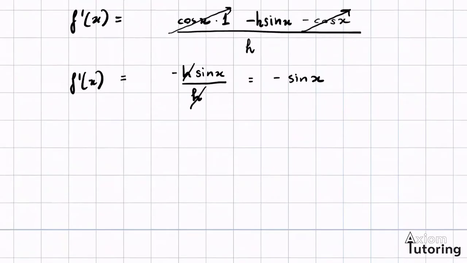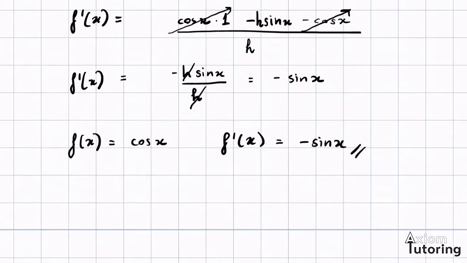So to summarize that, for our function f of x equal to cos of x, the derivative of cos of x, f dash x, is equal to minus sine x. And we've shown that from first principles.